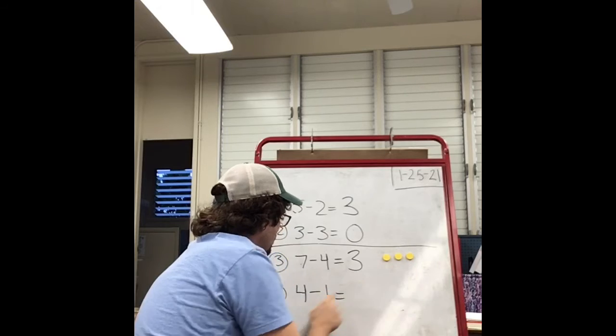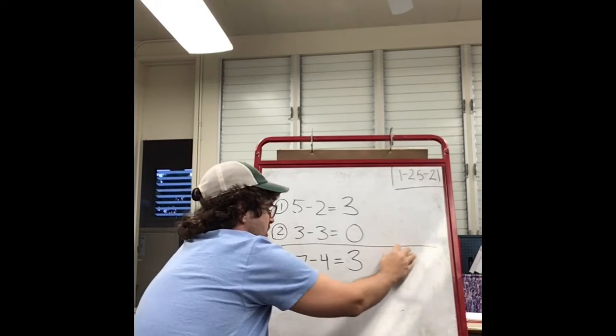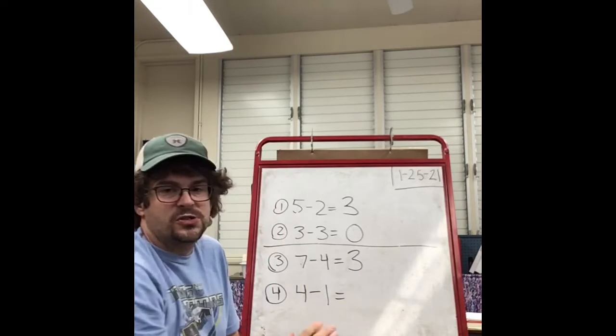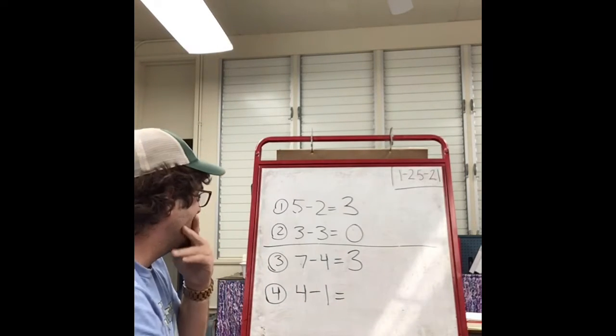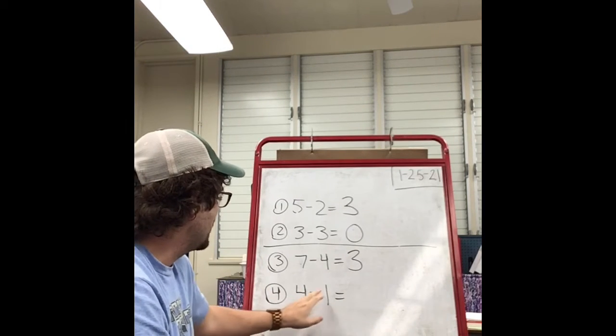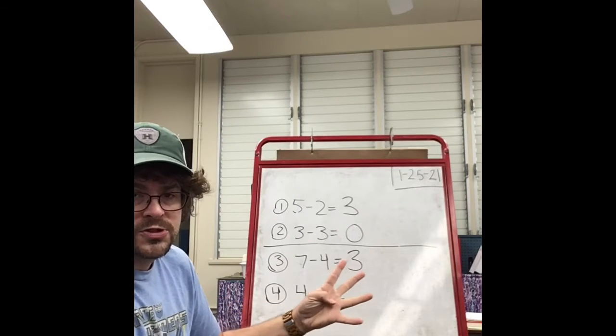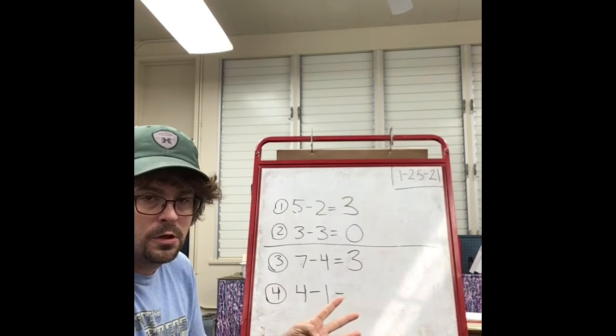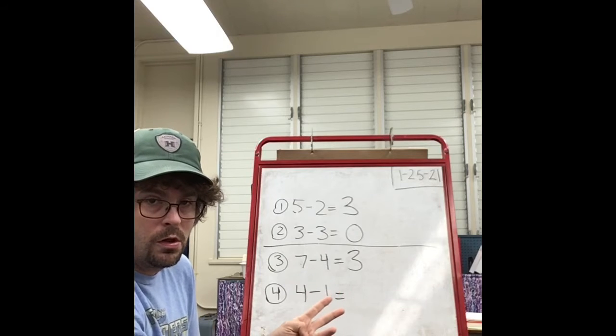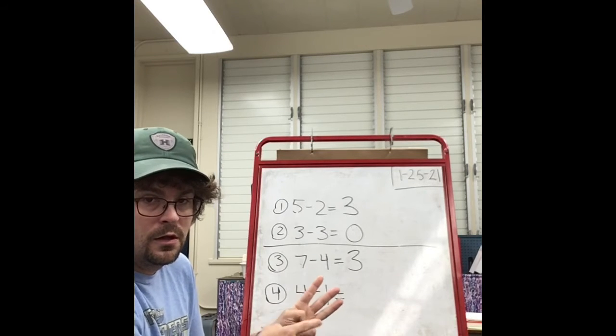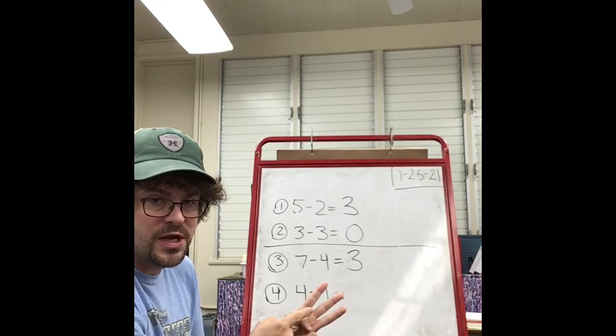Okay? 4 minus 1 is the last one that we're going to work on, and then I'll turn you guys loose. I'll show you some problems that you're going to be working on. 4 minus 1, just make sure you start with your biggest number. So put up 4 fingers. Take away 1 finger. Whatever's left over is your answer.